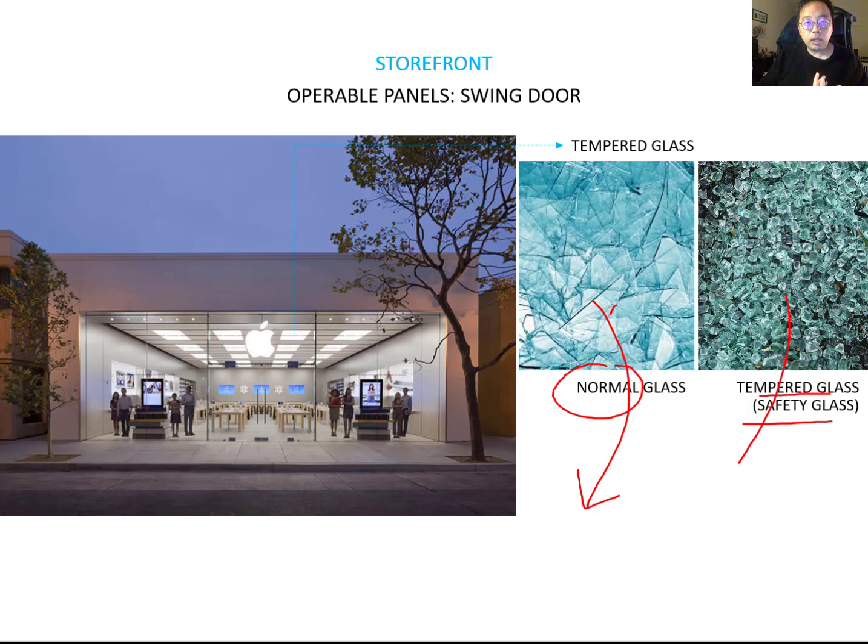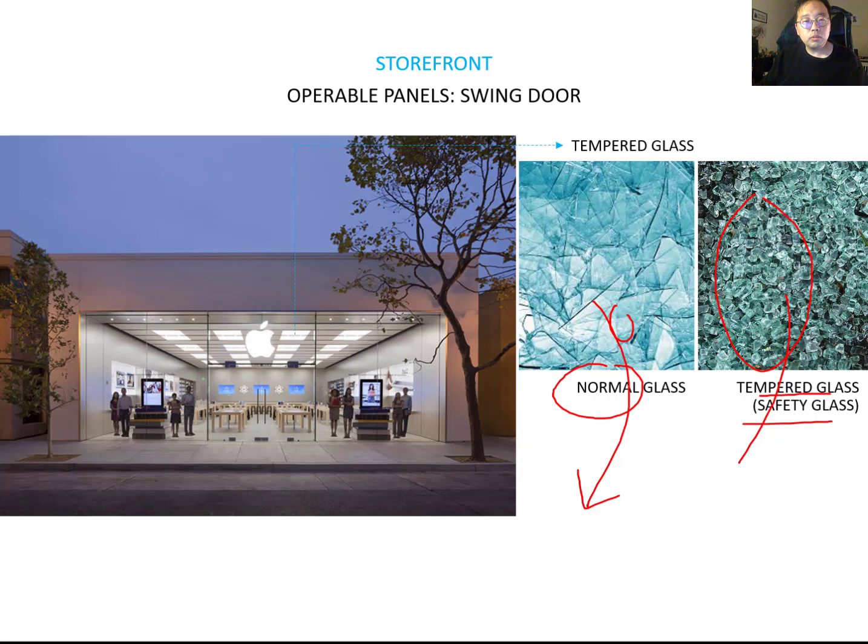How do you make tempered glass? Usually there is a heat treatment over the normal glass to make stronger glass, and it is also a safer glass compared to normal glass. So you can find this in the storefront design.